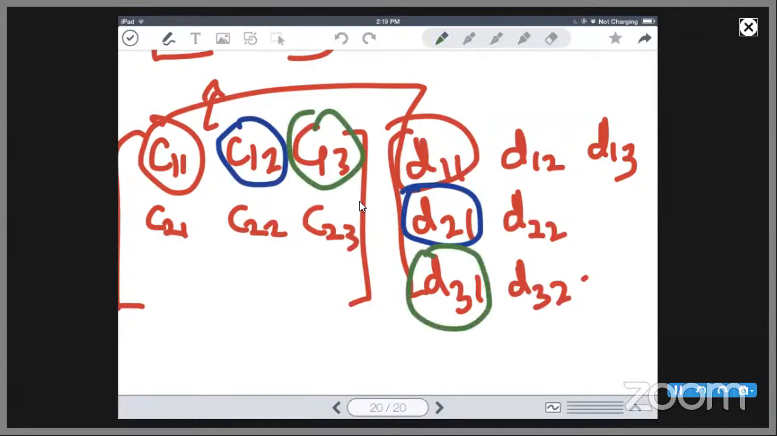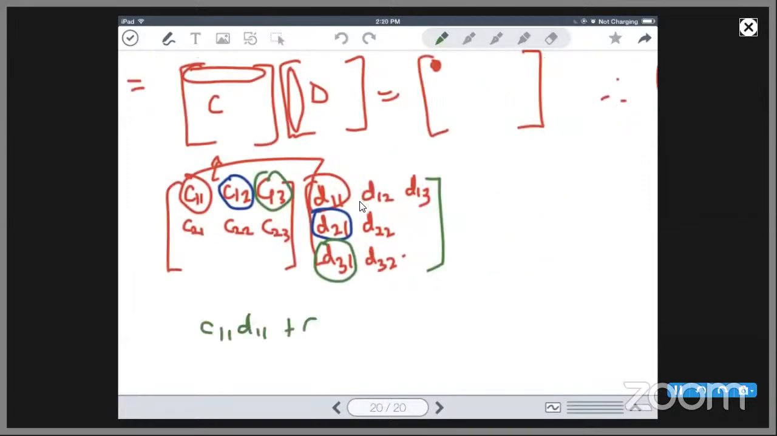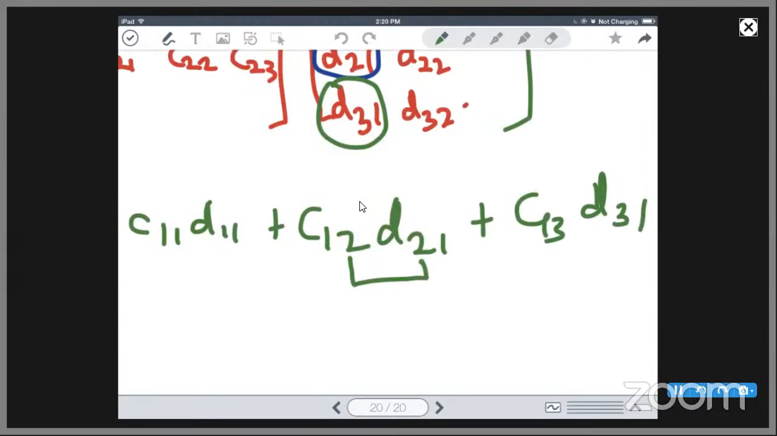Okay. So in that case, to get the first element, C11 D11 plus C12 D21 plus C13 D31. Okay. So you see, here you have index 2, index 2. Here you have index 3, index 3. Okay. So it is 1, 1, 2, 2, 3, 3. So that's exactly what I've written here.